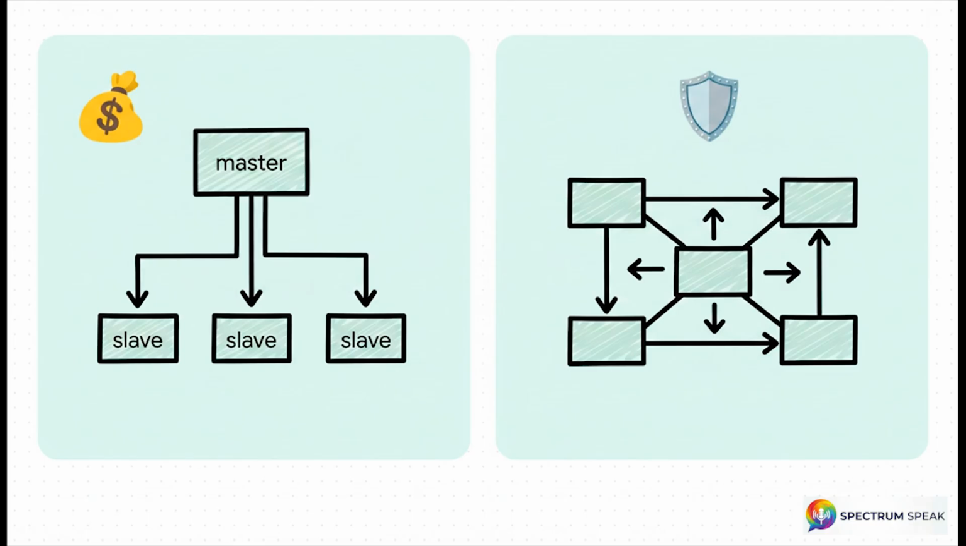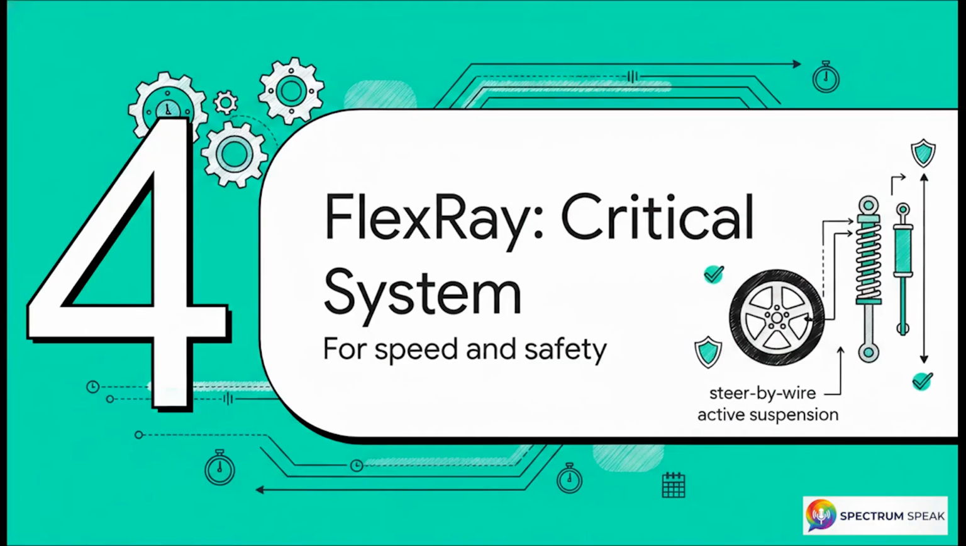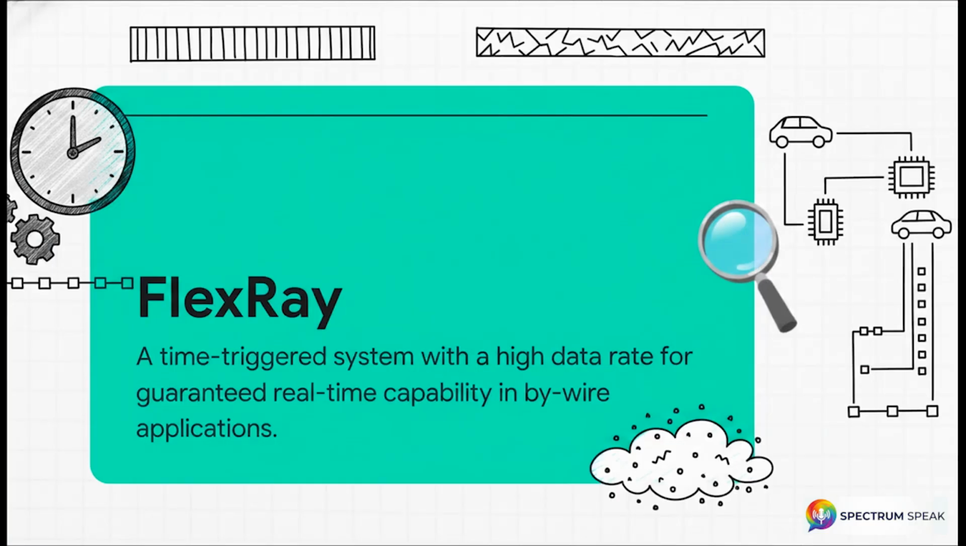CAN, on the other hand, is a peer-to-peer, speak-when-you-need-to network for robust, critical control. A car absolutely needs both of these communication styles to work efficiently. But as cars kept evolving, even the mighty CAN wasn't enough. For these new, really advanced safety systems, I'm talking about things like steer-by-wire or active suspension, engineers needed something more. They needed a guarantee, not just that a message would arrive, but precisely when it would arrive, down to the microsecond. And this is where FlexRay comes storming in.